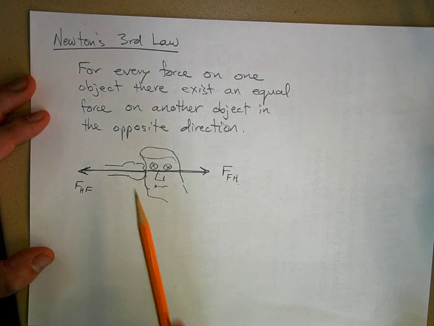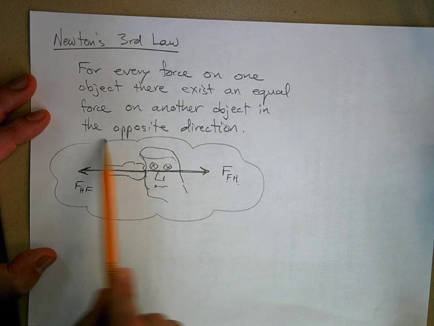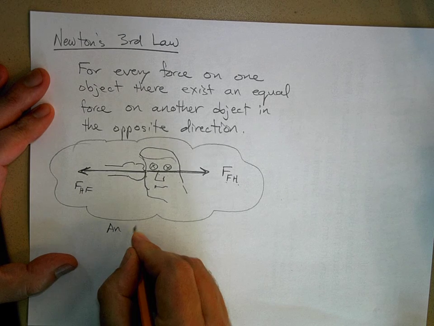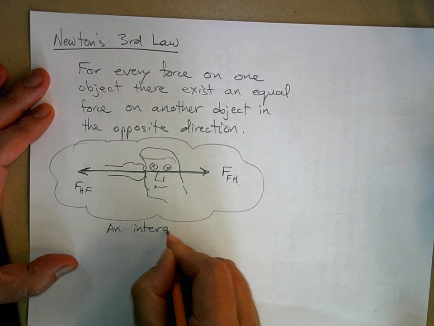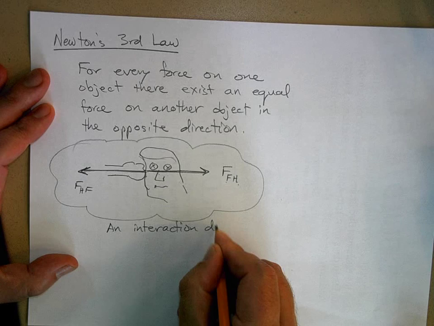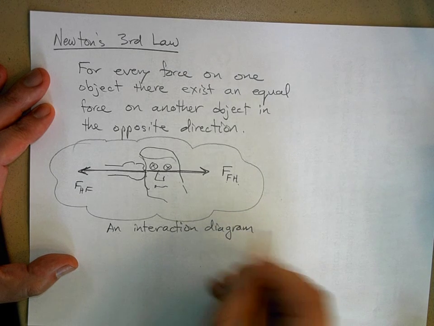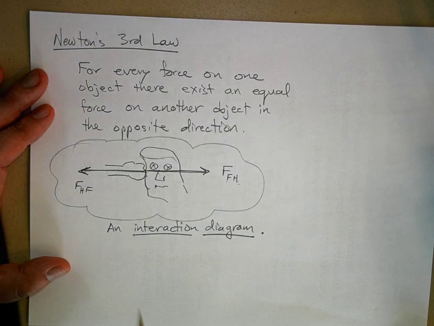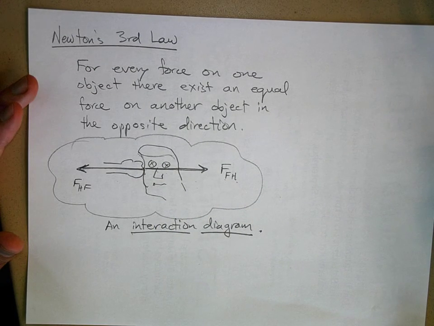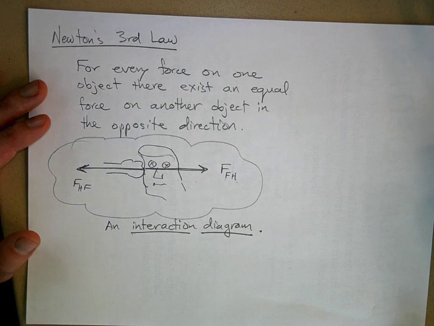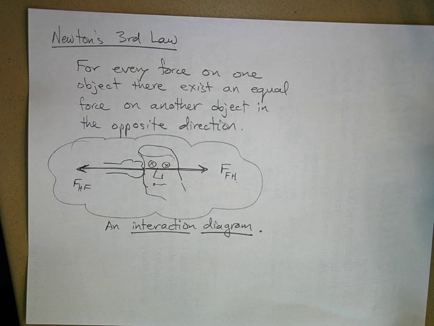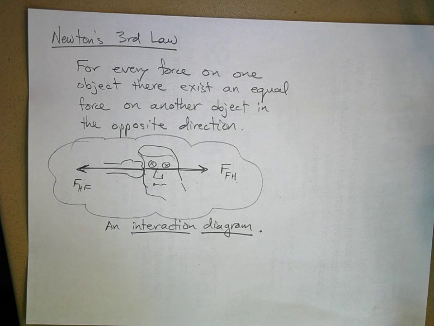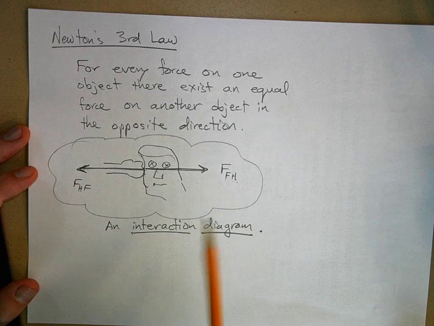This very simple drawing that I made here is called an interaction diagram. What an interaction diagram does is it shows the force pairs. This is a pair of forces. Pair as in two, not as in the fruit. We've got a force here and here, and they always go together. A pair of forces, one object on the other.